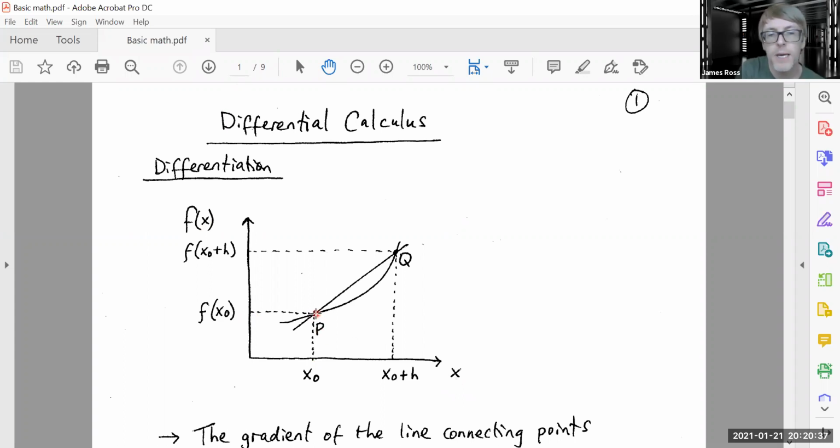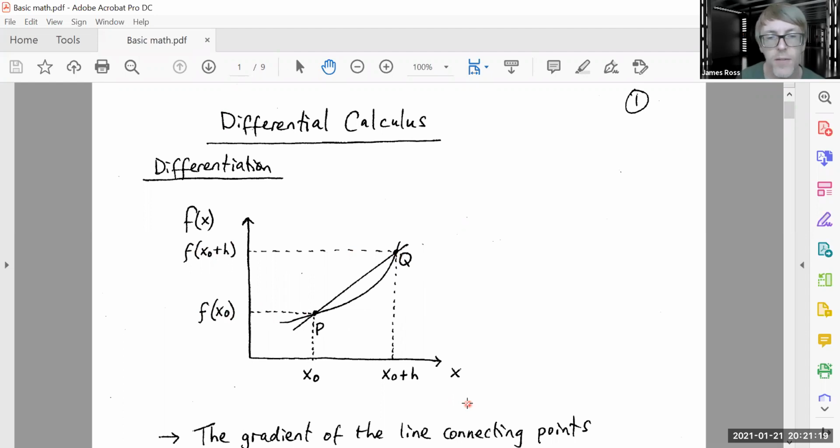Let the point P be at x0, where 0 is just the label, and then let the point Q be at a point x0 plus h. That just means the distance between x0 and this point is h, where h is just another label. On the y-axis, let P register a y value of f at x0, so it's whatever the functional value is at the point x0. And obviously, at Q, we have f at the point x0 plus h.